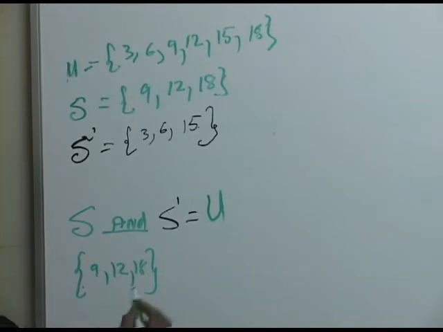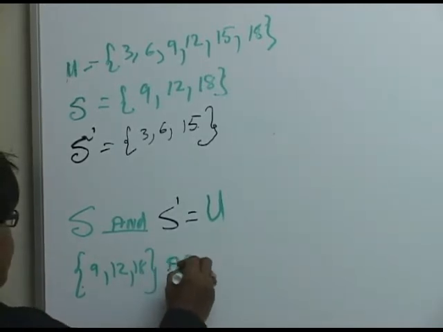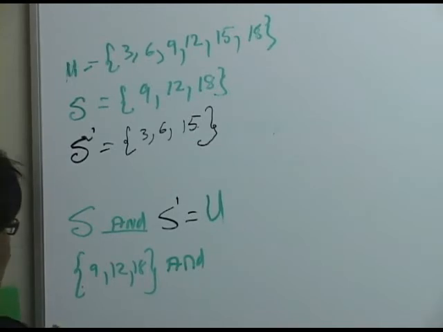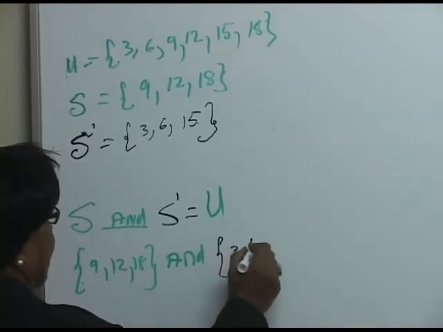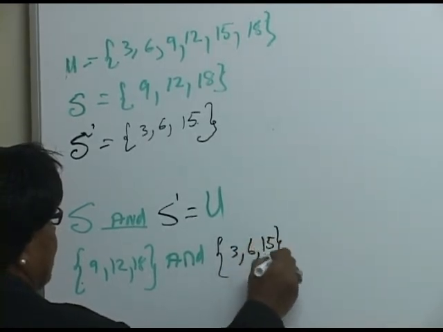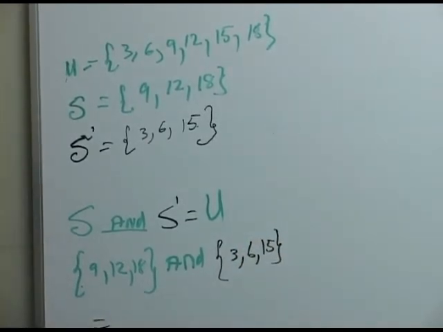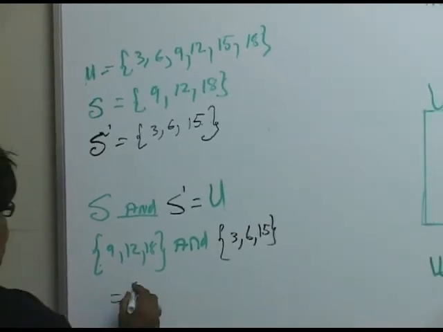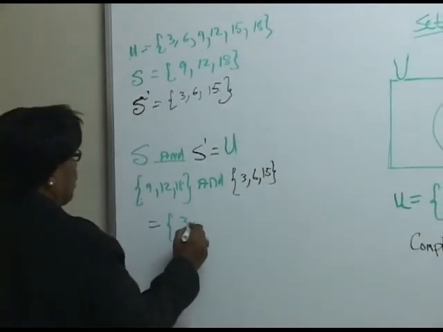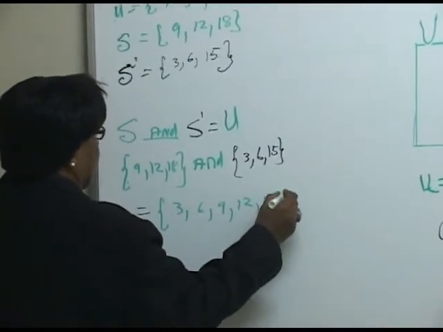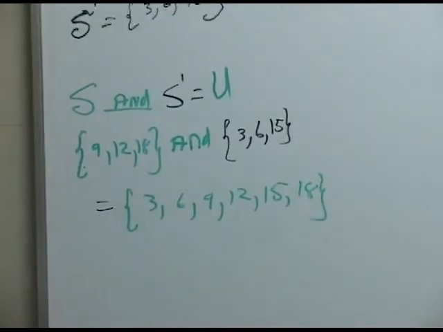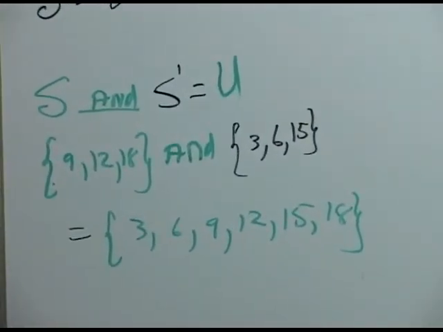and the set 3, 6, 15 to give us back our universal set, which would be our 3, our 6, our 9, our 12, our 15, and our 18. Just writing the numbers in order from smallest to the largest one. Okay, so everything will be thrown back here.